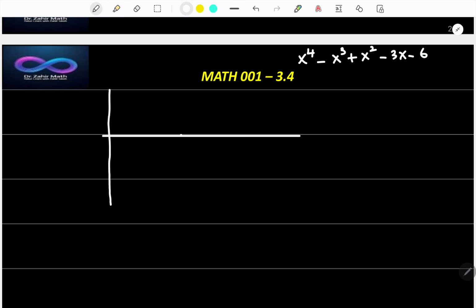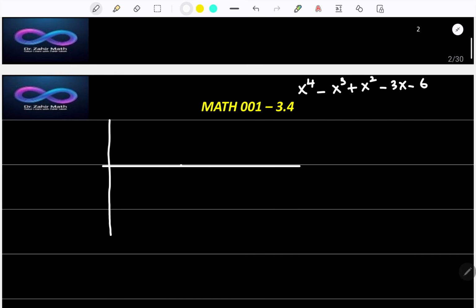First you check whether everything is in order. Order in the sense what? Tartib in Arabic: 4, 3, 2, 1, 0. What is 0? X power 0. Okay, right. So now write the coefficients: 1, minus 1, 1, minus 3 and minus 6.